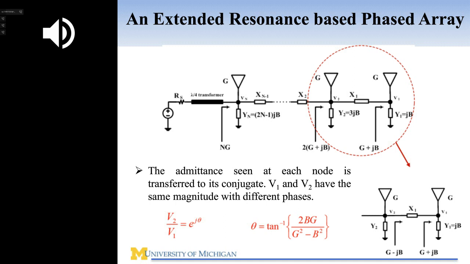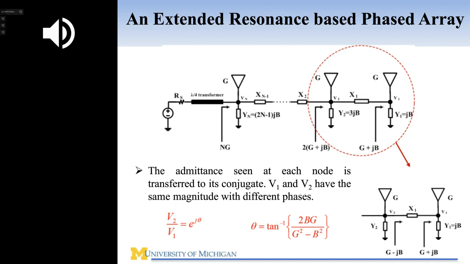So it's interesting to note that if we follow this procedure, then the magnitude of voltage V1 and V2 turn out to be equal. And only the two voltages, V1 and V2, are different in phase, and the phase difference between the excitation of the two antennas can be calculated as tan inverse of 2BG over G squared minus B squared.